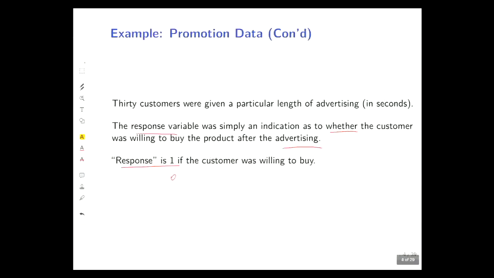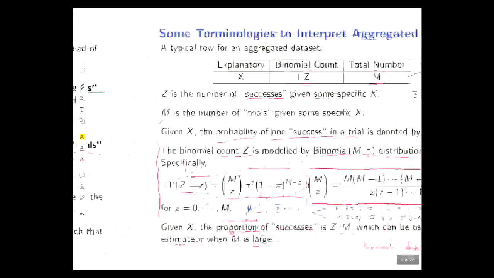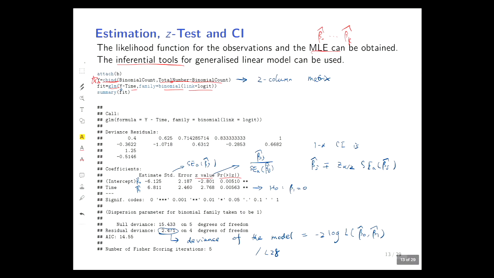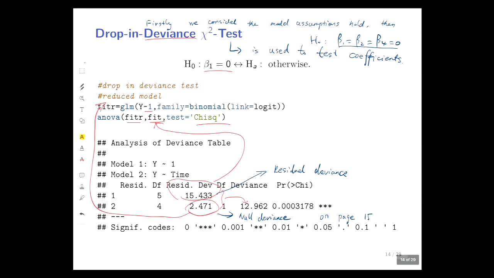The testing of overall significance is just to use these 2 values in the table to obtain a test. In this case, it just means we are testing beta 1 equals 0. So what's the meaning of testing beta 1 equals 0? Firstly, we consider that the model assumptions hold, and then we test whether beta 1 equals 0, that is, whether or not this variable is needed in the model. You can consider it in this way.